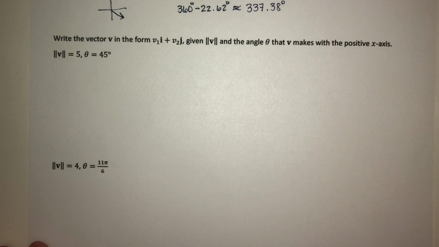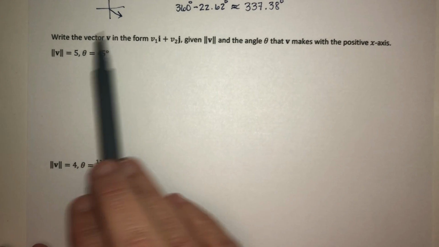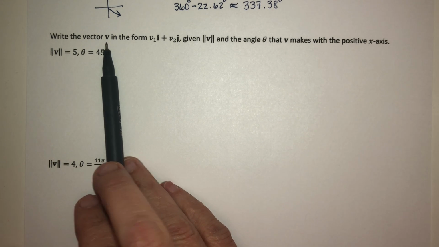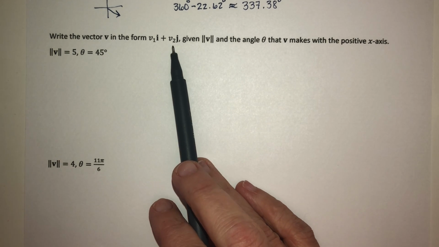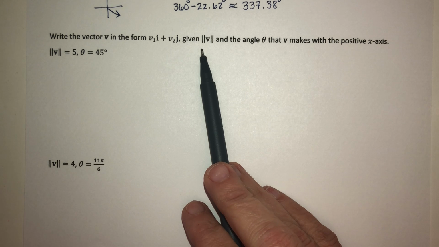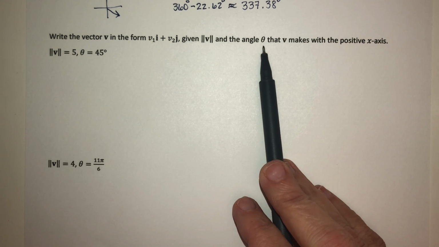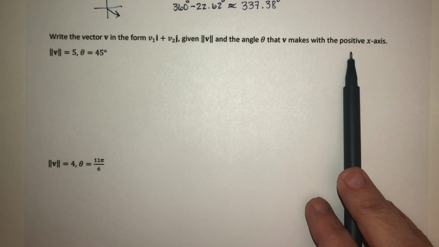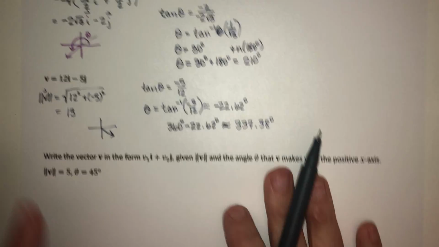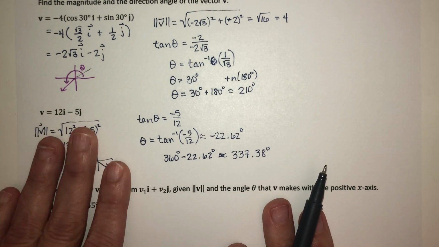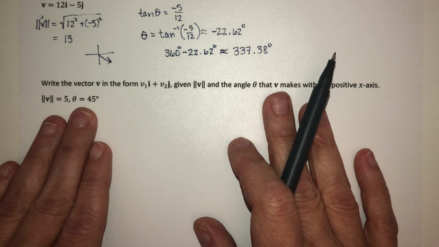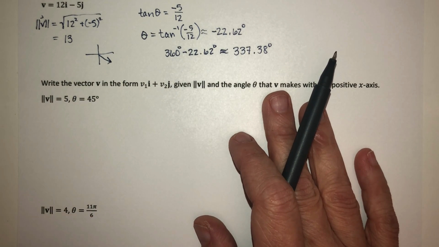This is part 6 of section 6.4. We want to write the vector v in the form v1i plus v2j, given the magnitude of v and the angle theta that v makes with the positive x-axis. So here we were calculating the magnitude and the direction given the formula. Here we're given the magnitude and the angle, but asked to create the formula.